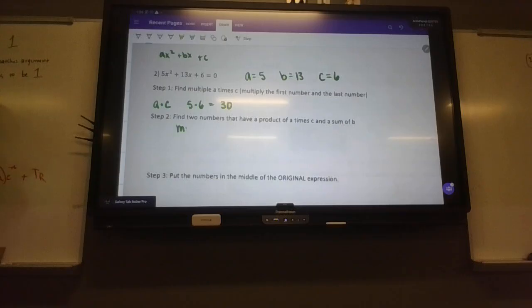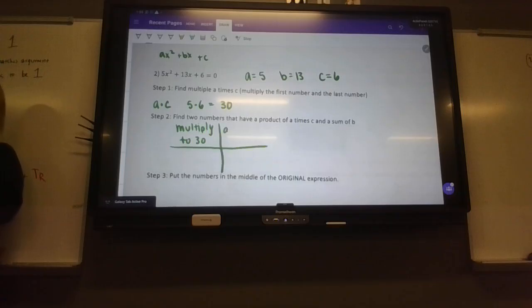I need to find numbers, and if you guys think of them, just keep it quiet so everyone has a chance to try to come up with them. We need to find numbers that multiply to 30, and the same numbers have to add to 13.